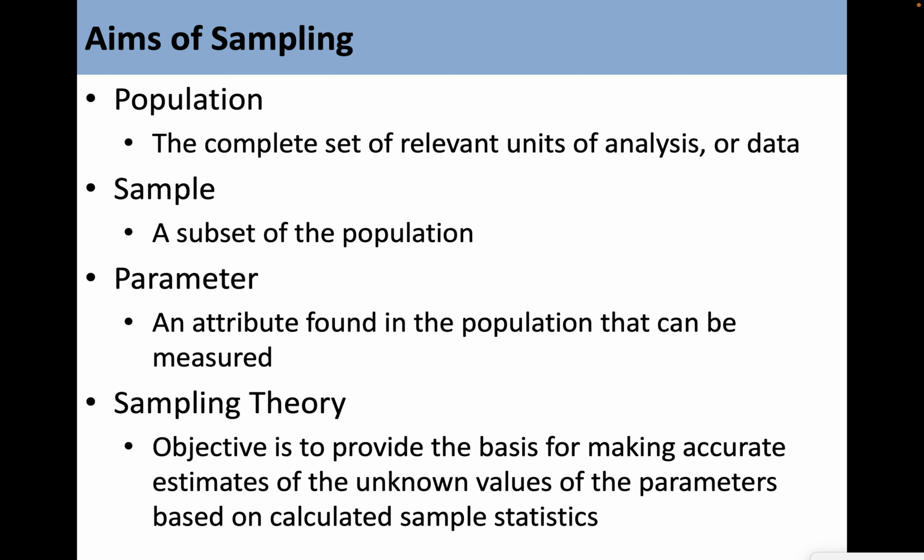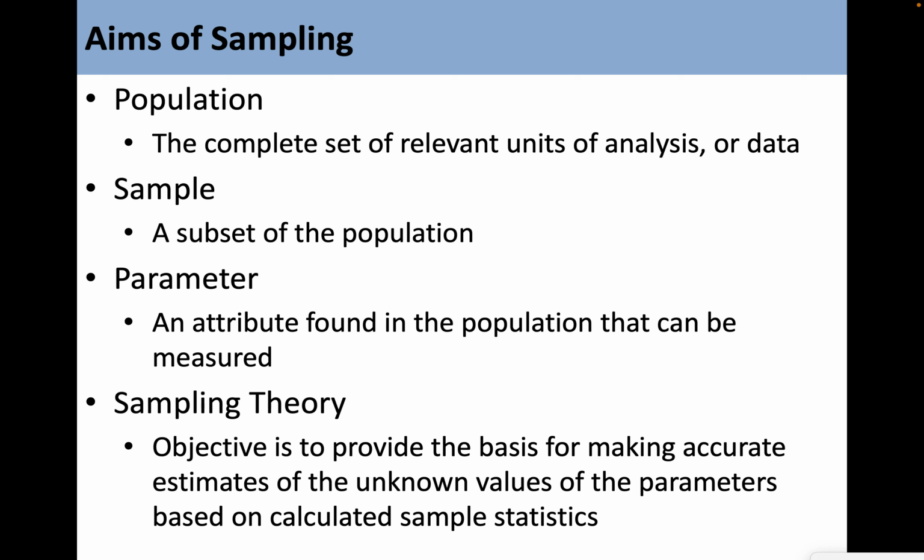A parameter is an attribute found in the population that can be measured. Okay, what are we measuring? Loneliness. We're going to measure loneliness, and well, knowledge. It would be silly for a Navajo to take the Navajo knowledge test. That would skew our results. We want to know what the answer is in the general population.